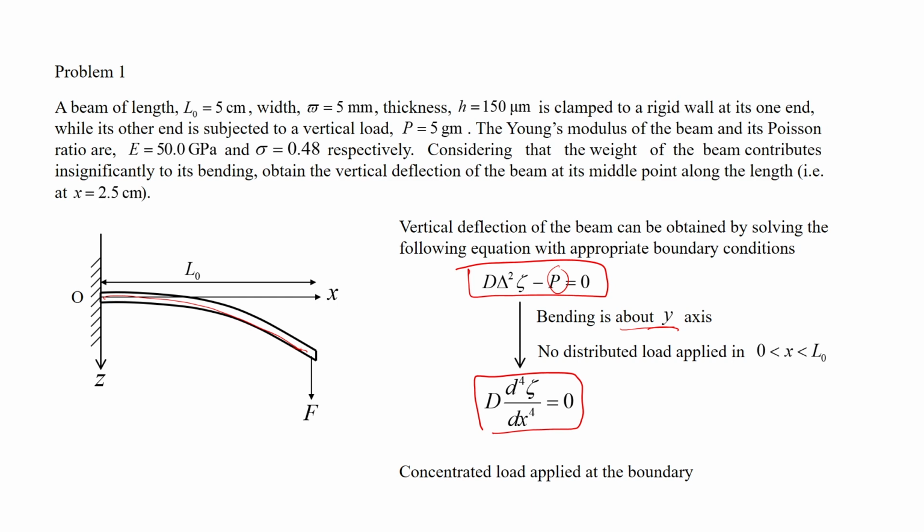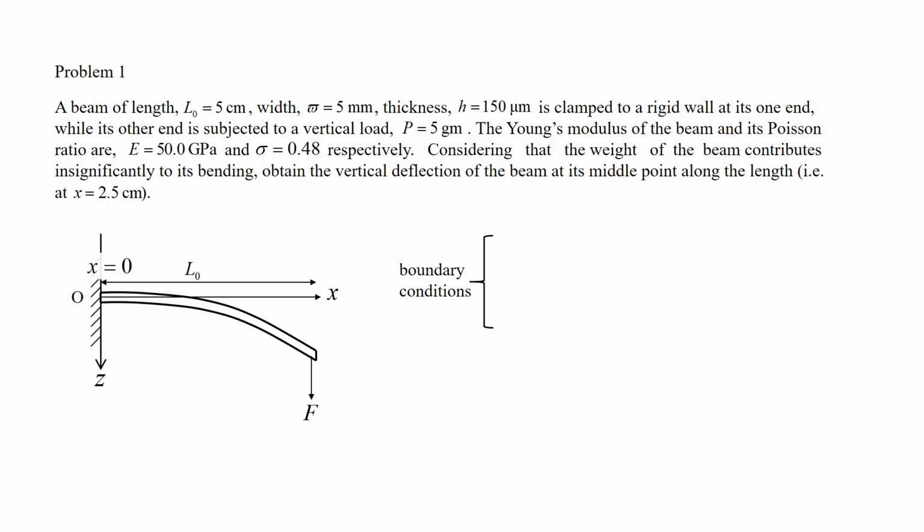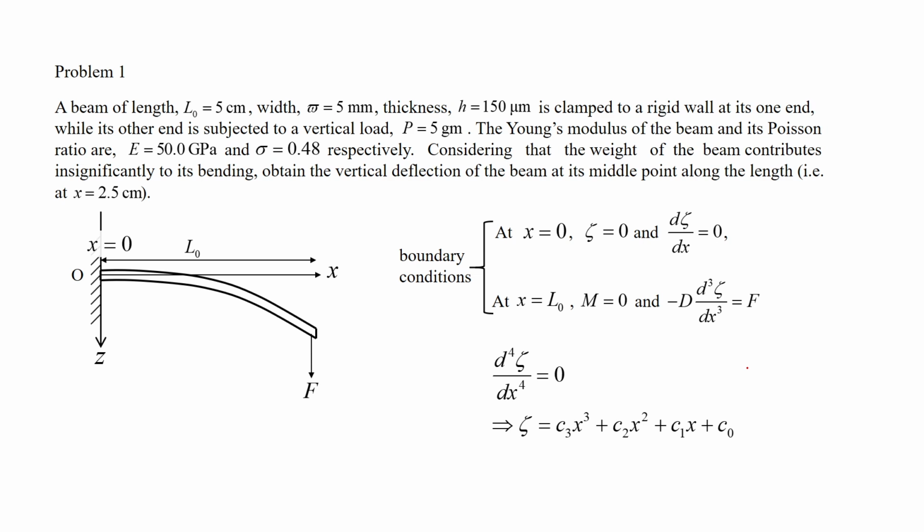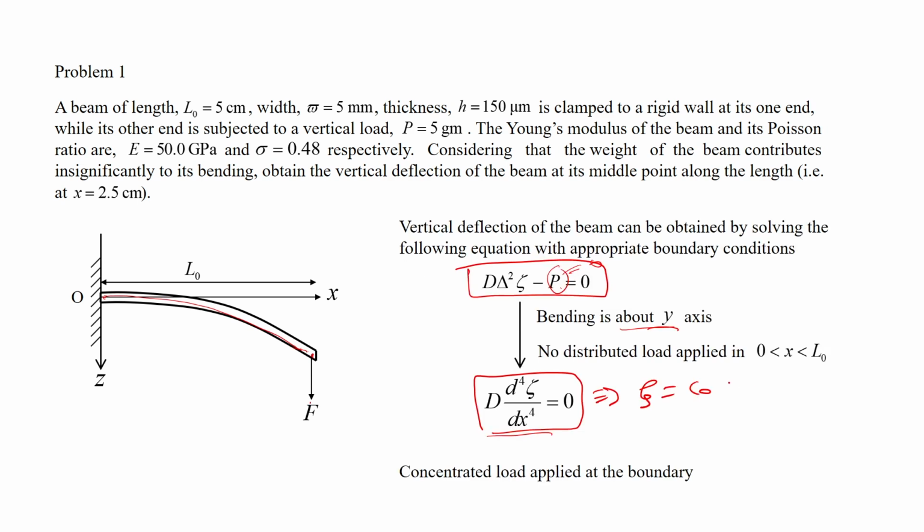I hope you appreciate this, that in this case the load is concentrated and applied over here. There is no distributed load from x equal to 0 to L0. So, therefore, P is equal to 0 here, and we have this equation. So, what is the solution of this equation? The solution will be zeta is equal to, let us say, C0 plus C1x plus C2 x square plus C3 x cube.